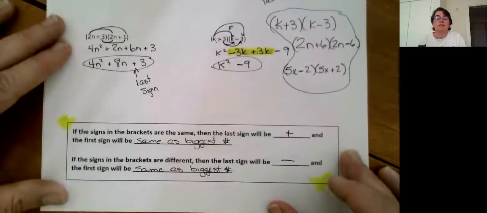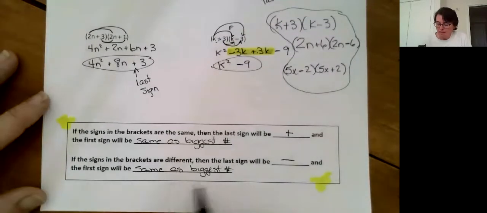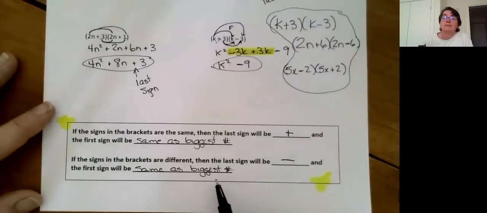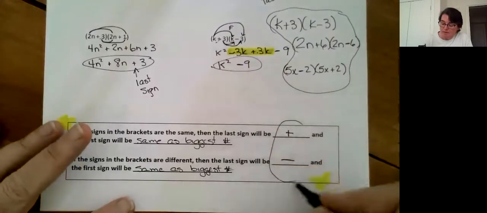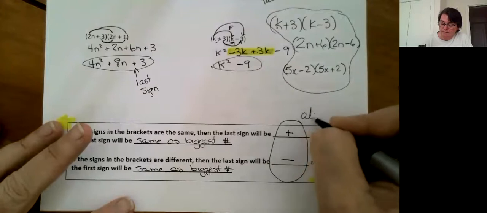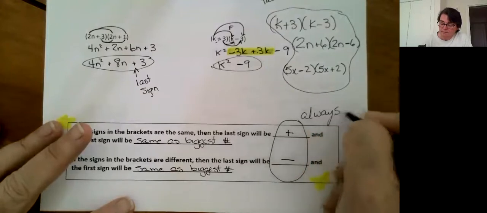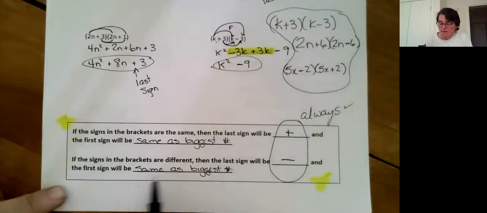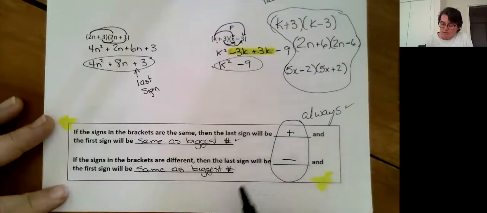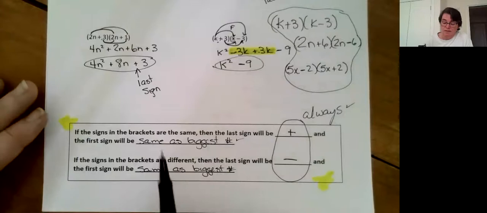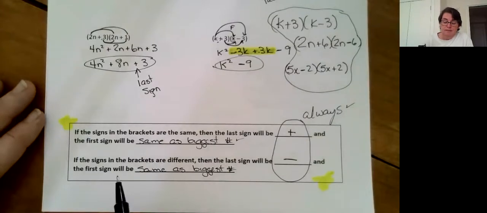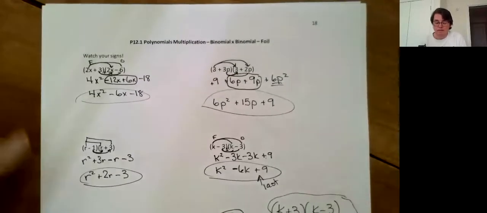wow, it'd be really good if you could actually see that. Same as the biggest number. This is going to be correct 95% of the time. This part, by the way, is always correct. Well, this one will probably be okay too. This one is going to work 95% of the time. If you have numbers out in front of things, so whiz back down here.